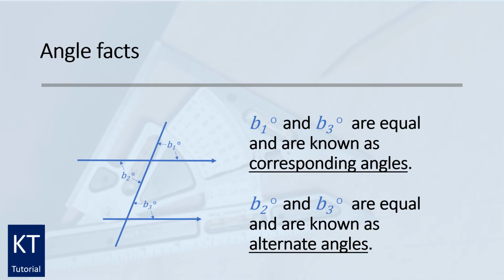The diagram on the left represents a line intersecting a pair of parallel lines. In such an instance, the angles B1 and B3 are equal and are known as corresponding angles. Also, the angles B2 and B3 are equal and they are known as alternate angles.